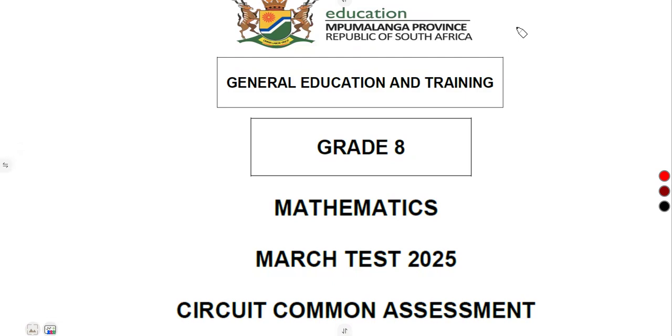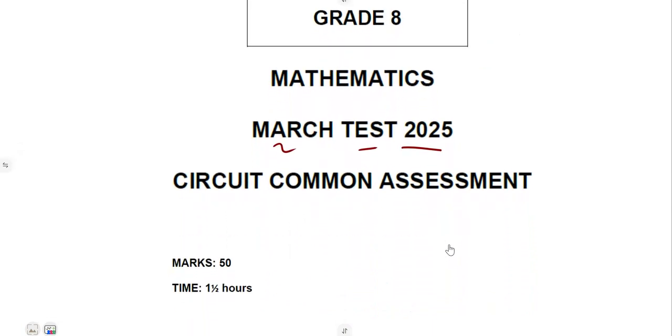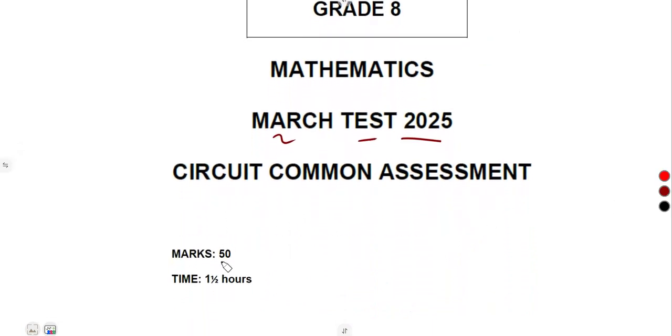We are still going to consider our revisions as we are preparing for our March test. This is the Mpumalanga province March test, which was written in 2025. You're going to use previous question papers so that we can see how they ask these typical questions.